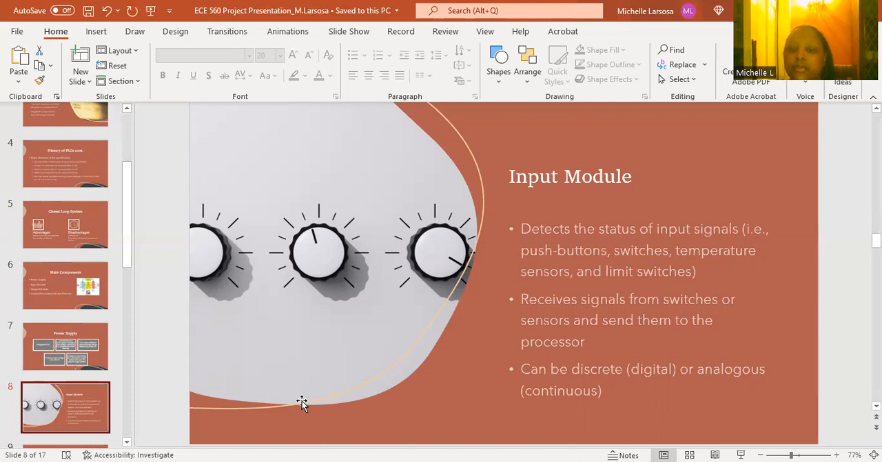Also, the input module can either be discrete or analog, or continuous. So it's able to be one or the other, or they can also be converted back and forth with the use of the programming that's set up for the system.